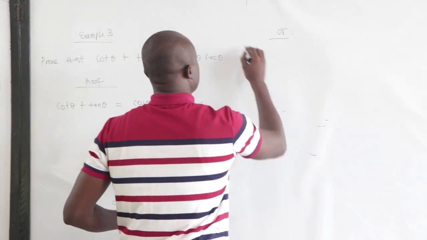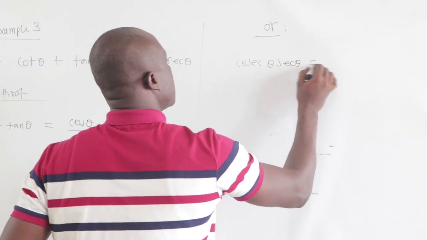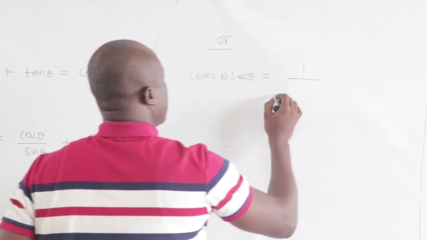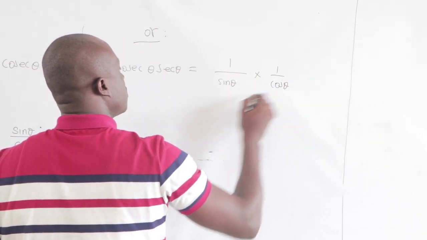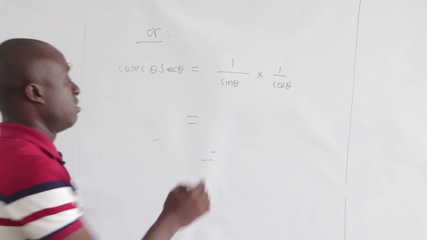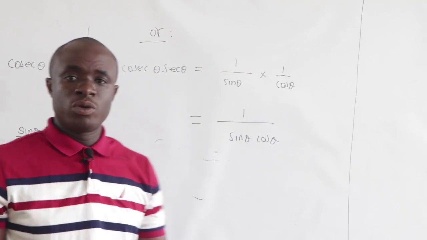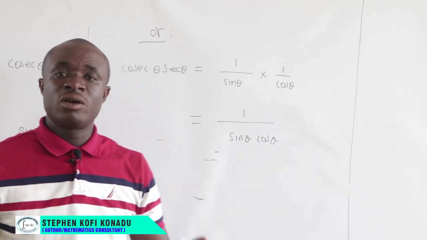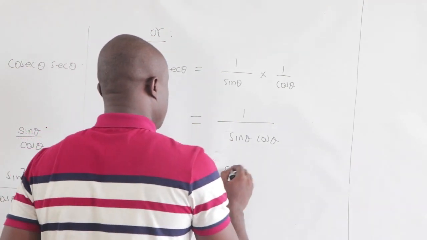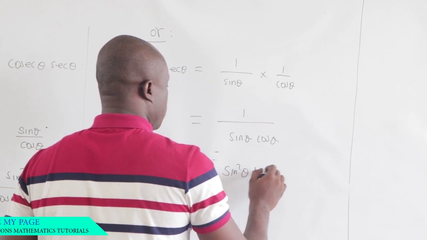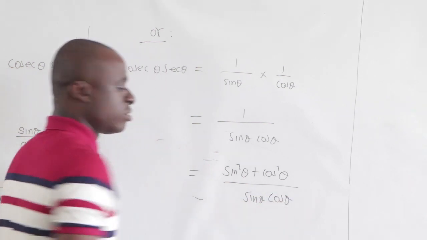So the right hand side, cosec theta sec theta. Now this is the same as 1 over cosec, that is sine theta, times 1 over cos theta. Now this is the same as just 1 all over sine theta cos theta. What is 1? We know that 1 is the same, because the angle is theta, as sine square theta plus cos square theta. So that is sine square theta plus cos square theta all over sine theta cos theta.